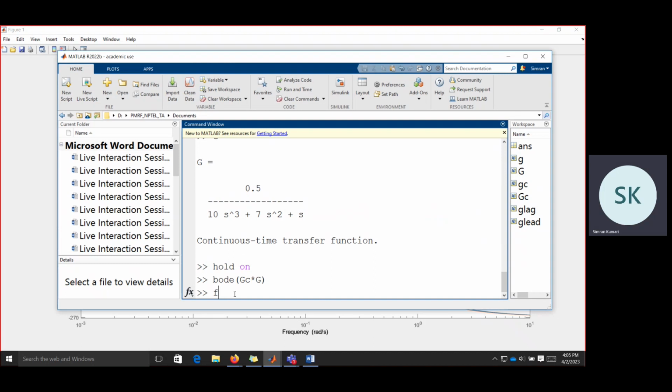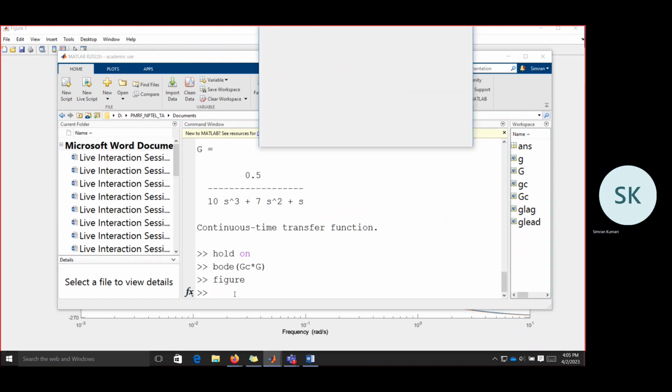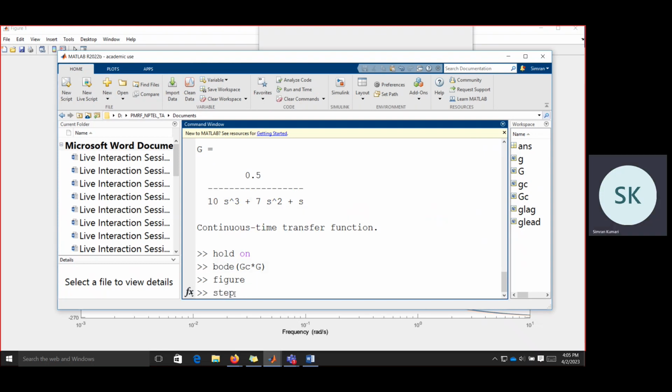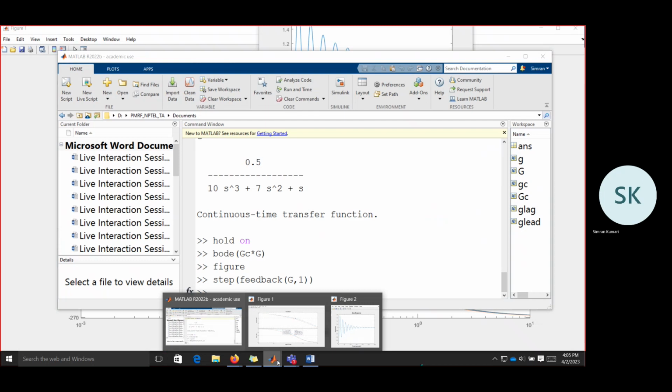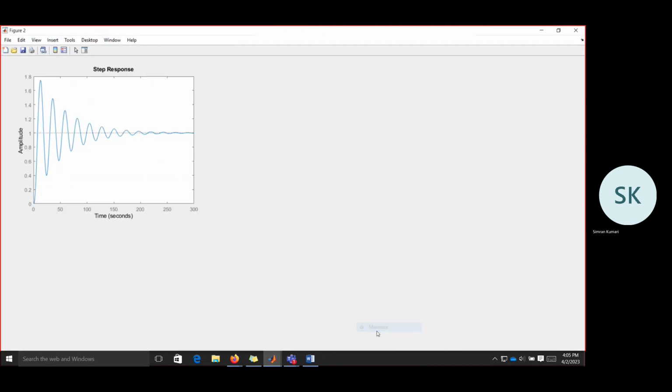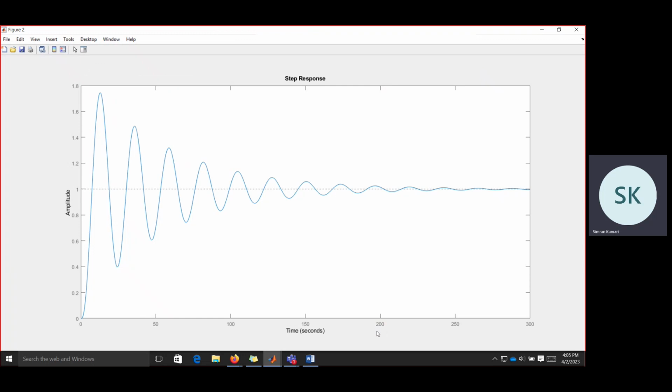Okay. Figure. This is a step response of this uncompensated system, just with gain modified. So this will be feedback G, comma 1. This is the response. It is oscillatory and has a large settling time.